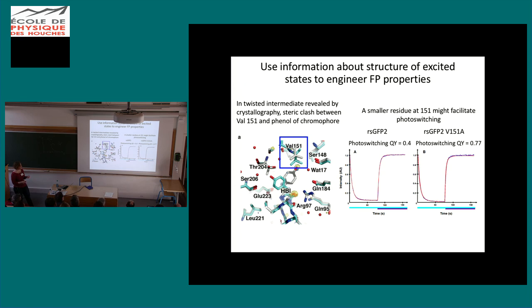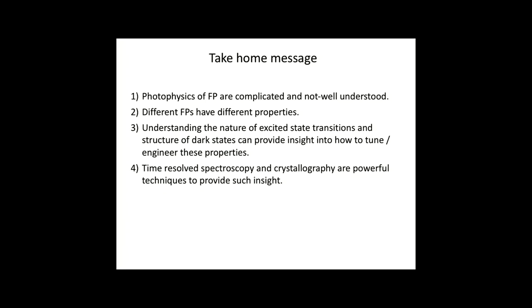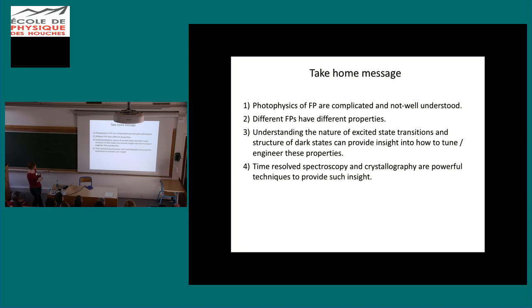So they made a single point mutation of valine to alanine and showed that the switching kinetics, I guess, don't change that much. The quantum yield of switching increases. It almost doubles. So to me, what this suggested is that you can use spectroscopy and crystallography to gain insight into the time scale of the processes, the nature of those processes, and maybe what some of those structures are. And that with that information, it might provide insight into how to change the properties of the proteins that people are trying to use. So this is your take home if you were asleep for the last hour.